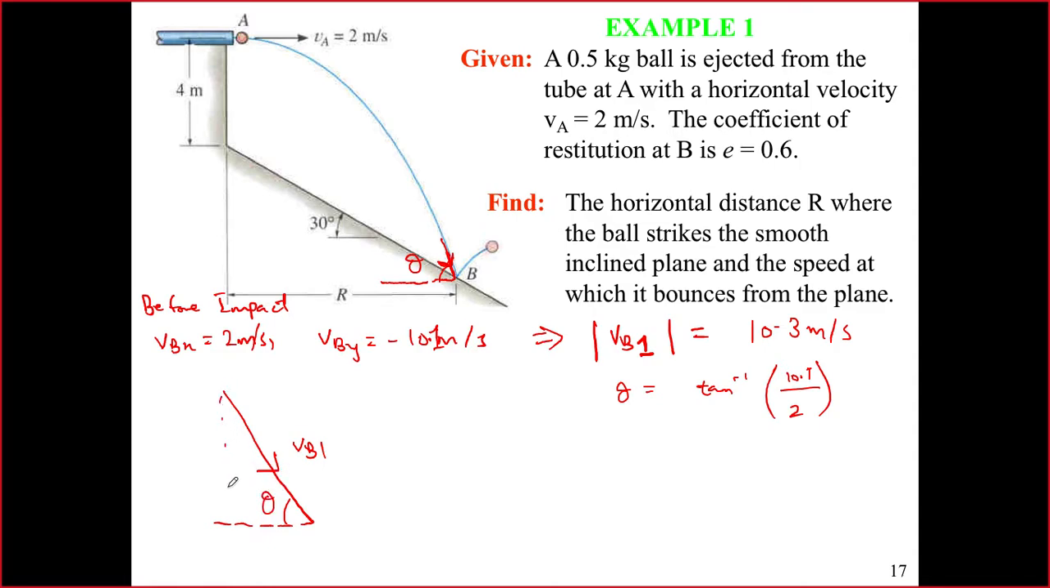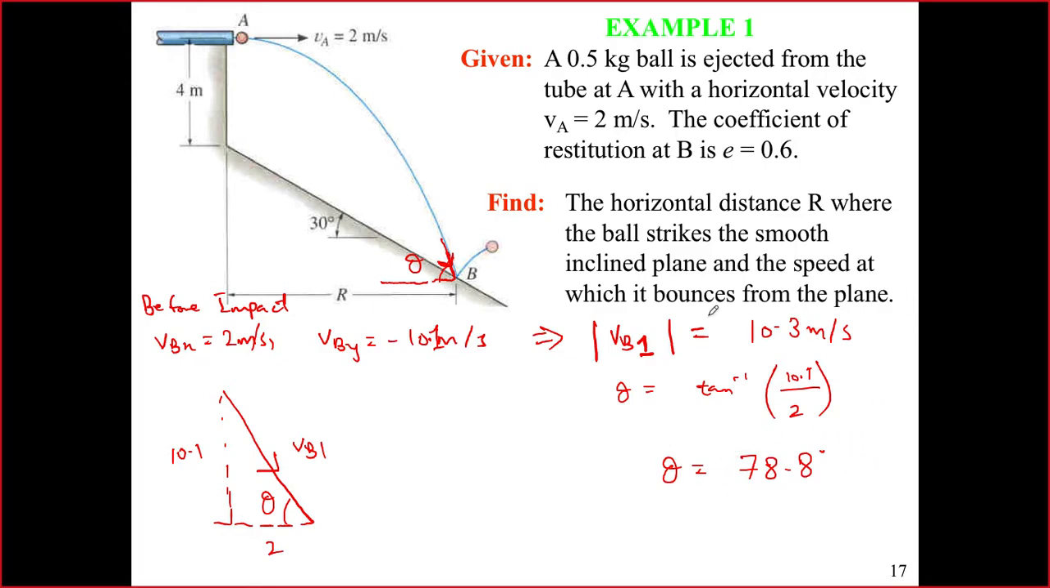So I know that this component is 10.1 and this component is 2. So I can find what my theta is. और theta क्या आ जाता है फिर? 78.8 degrees for me. Right? So is that fine with everybody? 10.3 is the magnitude and the angle is this.